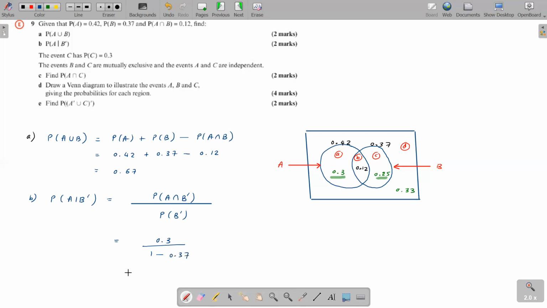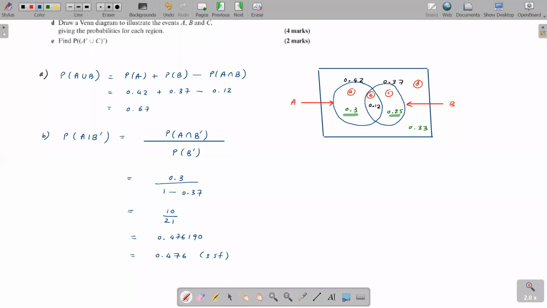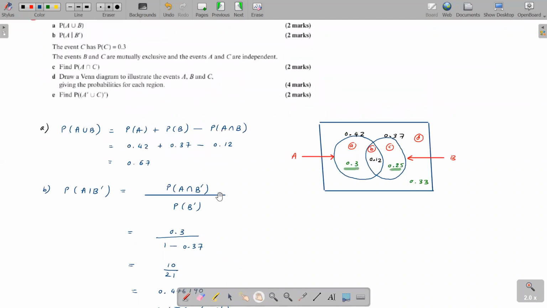So guys, what's the answer here? 0.3 over 1 minus 0.37. So part B answer. All right, guys, so this is the answer, right? You can type it in the calculator and get the answer. 0.476 will be the answer correct to three significant figures, or you can give the exact figure as 10 over 21. All right, so we'll move on to the next part.